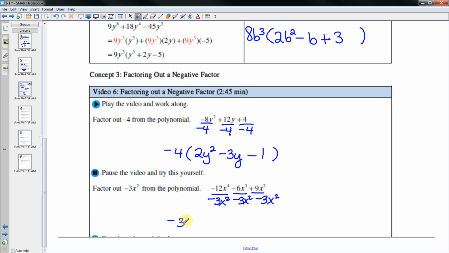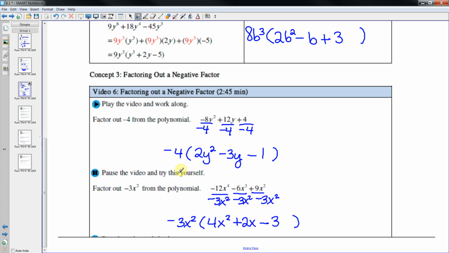So negative 3x squared goes in front. Negative 12 divided by negative 3 is positive 4. X to the 4th over x squared: 4 minus 2 is 2, so I have x squared. Negative 6 divided by negative 3 gives me positive 2. X cubed over x squared leaves me an x. 9 divided by negative 3 is negative 3, and the x squareds would cancel.